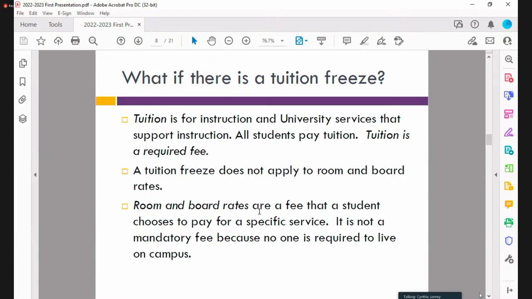The room and meal rates are a fee that a student who chooses to live on campus pays for that specific service. It's not a mandatory fee. No one's required to live on campus, unless your parents make that requirement, but it's not the university making the requirement.